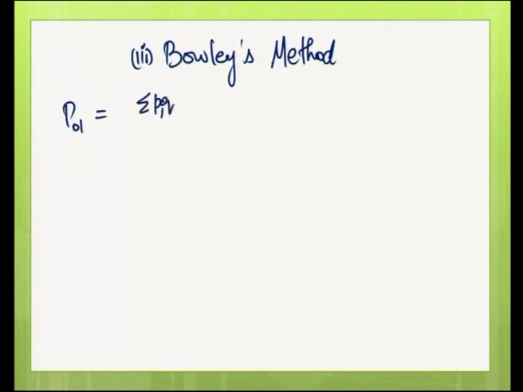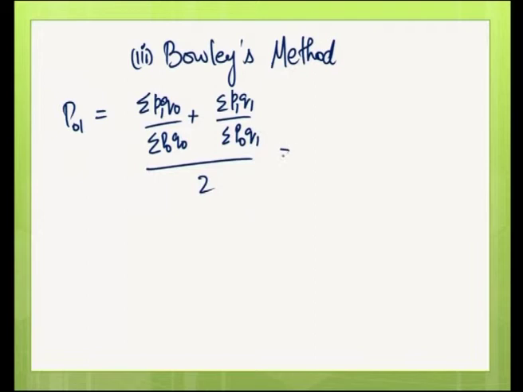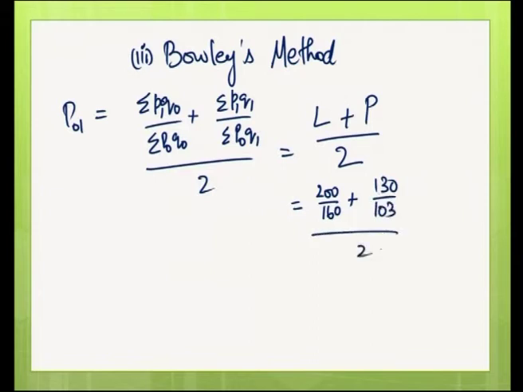Then the Bowley's method, although it is not mentioned in the recall, the formula goes as P01 is equal to summation P1 Q naught by summation P naught Q naught plus summation P1 Q1 by summation P naught Q1, by 2. That is Laspeyres method plus Paasche's method by 2. That is what is Bowley's method. And the values we have just calculated is 200 by 160 plus 130 by 103 by 2 into 100, which is equal to 125.605.